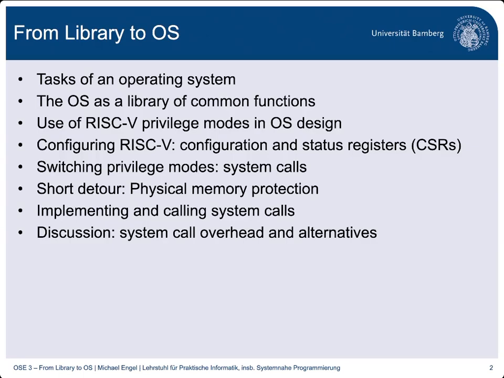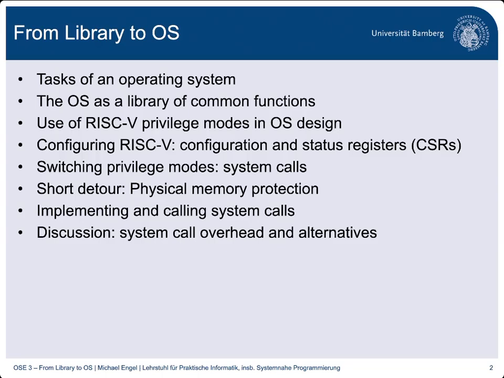So today we're going to take a look at tasks of an operating system, then initially the operating system as a library of common functions. Then we are taking a closer look at how RISC-V is handling or supporting operating systems. There are so-called privilege modes that are supported in hardware by a CPU, which make it easy to distinguish between code running inside of the operating system, which has privileges, so can access the hardware, for example, and code running in your user mode processes, which is not allowed to access hardware directly.